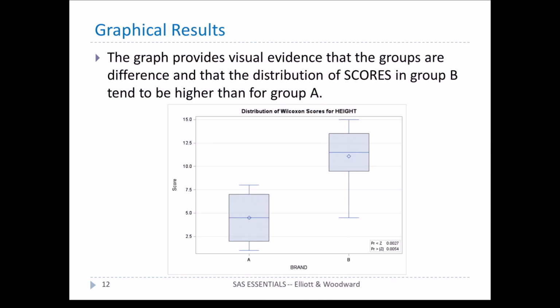All right, it also provides graphical results. This graph provides visual evidence of what we saw in the p-value. And again, it's always a good idea to look at a graph, maybe even before you look at the p-value, to try to determine visually what's going on. In this case, we see that the heights for brand B were consistently higher than the heights for brand A. So we would naturally assume that brand B is a better fertilizer. In fact, the p-values then support that.